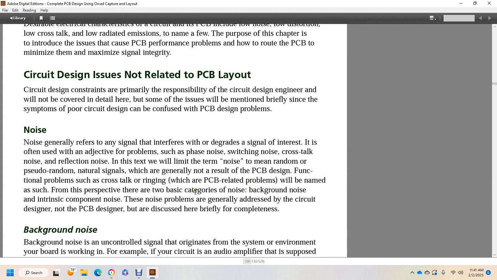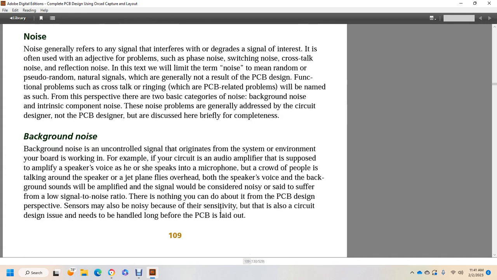From this perspective, there are two basic categories of noise: background noise and intrinsic component noise. These noises are generally addressed by the circuit designer, not the PCB designer, but are discussed here briefly for completeness. Background noise is an uncontrolled signal that originates from the system or environment your board is working in.